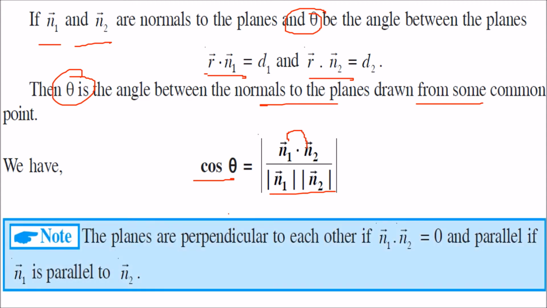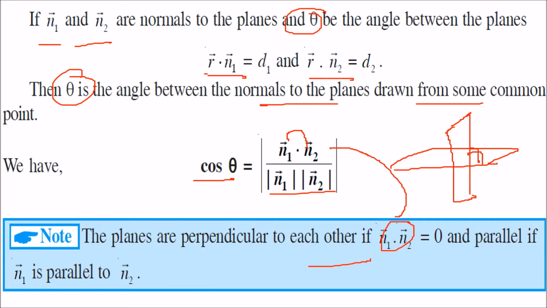If the planes are perpendicular to each other, a sort of this type of plane, then n1 dot n2 will be 0. And parallel, I'm talking about these two being parallel, if n1 and n2 are parallel.